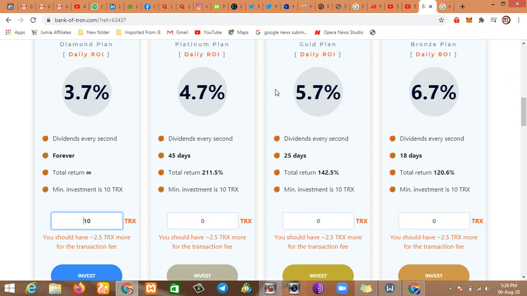The second plan is the Platinum plan. Okay, it runs on daily return on investment also, and it gives you 4.7% interest daily of your invested capital. Now the minimum investment in that one is 10.